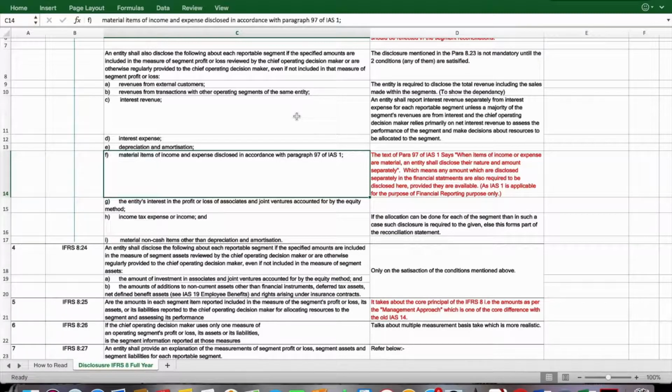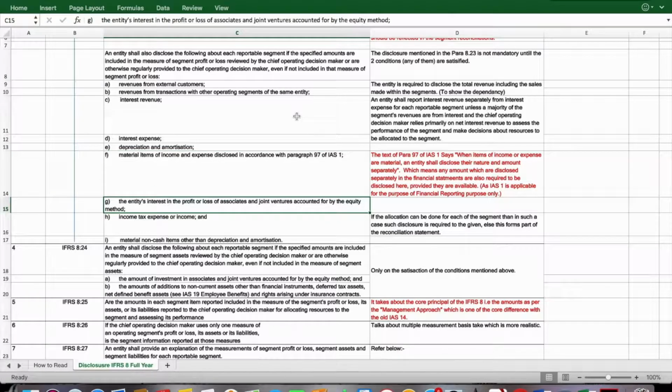So I have highlighted it in red. Paragraph 97 of IAS 1 specifies that if something in the nature of an expense is material, we need to disclose it separately. And I would like to say that IAS 1 does not specify any material amount. So if you have disclosed in the financial statements something which is material as per paragraph 97 of IAS 1, and the same disclosure is provided to the CODM for the purpose of decision making, you need to provide the disclosure for the same.